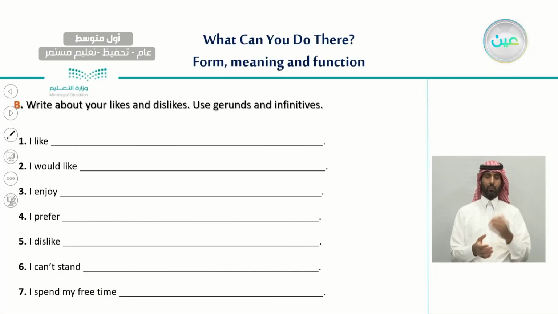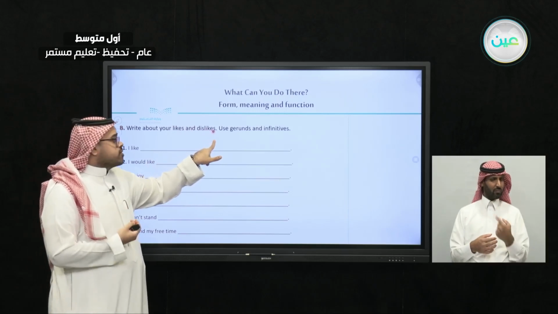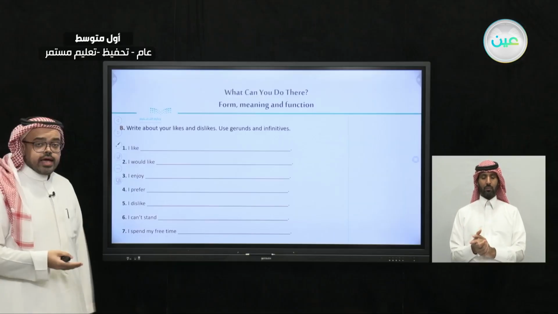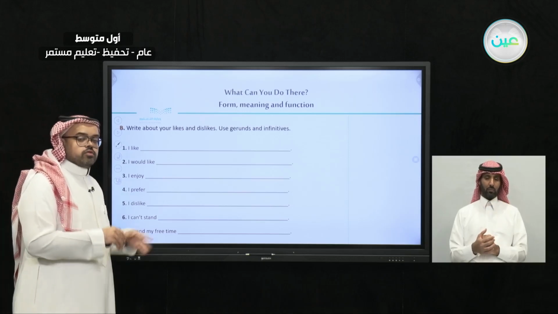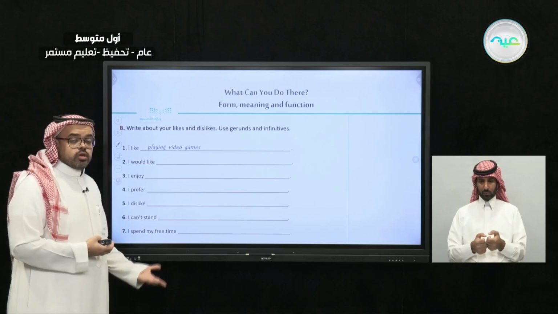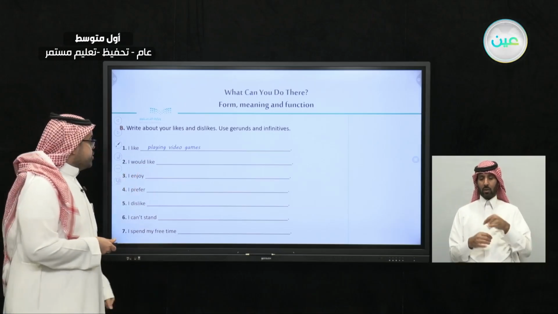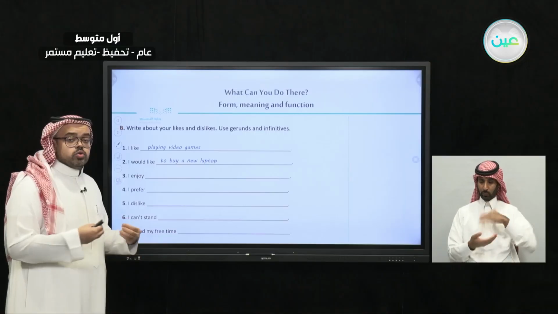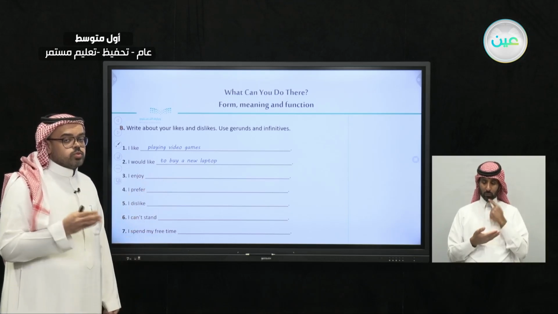Now, the other exercise here we have, write about your likes and dislikes. Write about the things that you like and the things that you don't like, your dislikes. And use gerunds and infinitive in both. So here we have different verbs or phrases. Some of them we can use with a gerund, and some of them we can use with an infinitive. So let's make an example here. So for me, I like playing video games. So here with like, I use a gerund. The second one, I would like to buy a new laptop. So would like is the kind of verb that we use with infinitive.